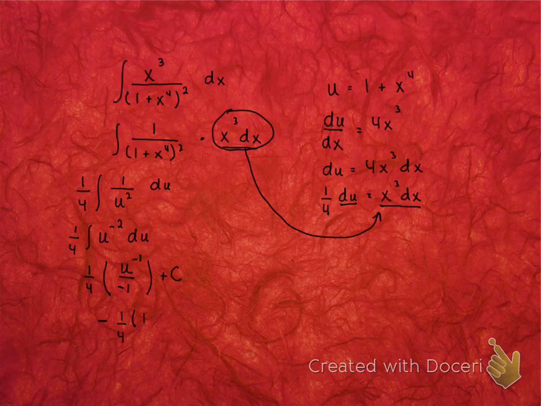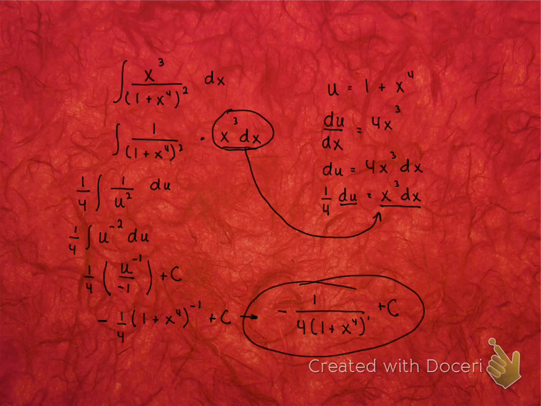And then u is 1 plus x to the fourth, all to the negative first. Now, in order to rewrite that negative first power as a positive, you just put it underneath. And now it is a positive 1 power plus c. Okay? So, integration by u substitution, the most important thing is that you get your dx's to match.